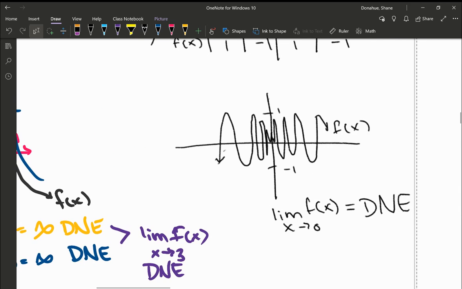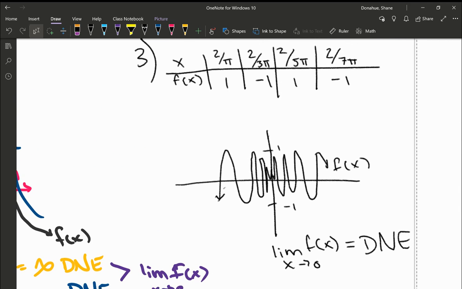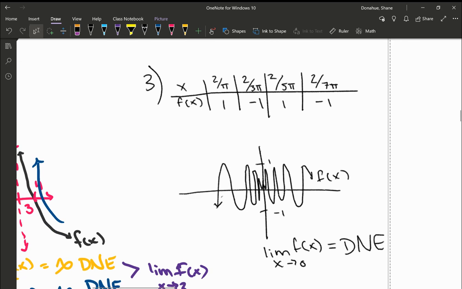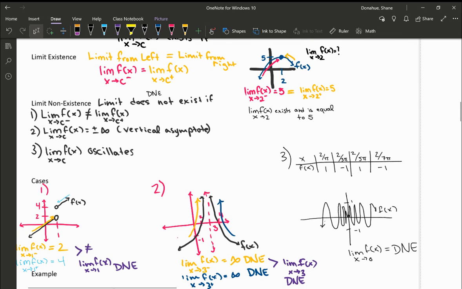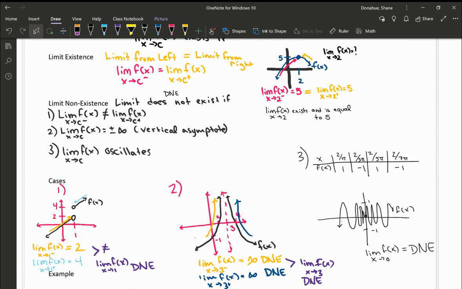When I have something that's oscillating like crazy, so this would be 3, it's hard to determine what my limit is. So we say it does not exist because it's just jumping between values. We can't tell what it is, so it does not exist. So those are 3 cases. So I'll zoom out, you can see all 3. And pause the video if you need some time to write it down.